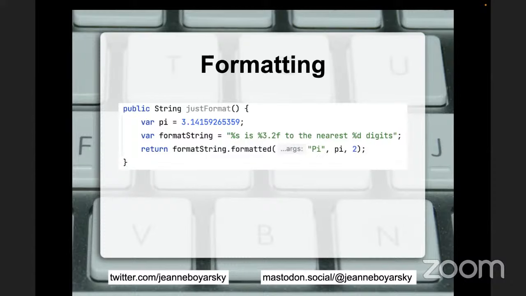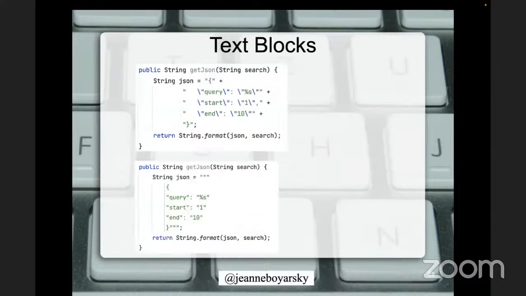There's a formatted method that you can call directly on string that makes it a little shorter and faster, but that's not available till 15, so you have to be on 17 to use it, alas. Then we have text blocks. Those also come up in 17. If you're not on 17, you want to be really excited about text blocks for the future.